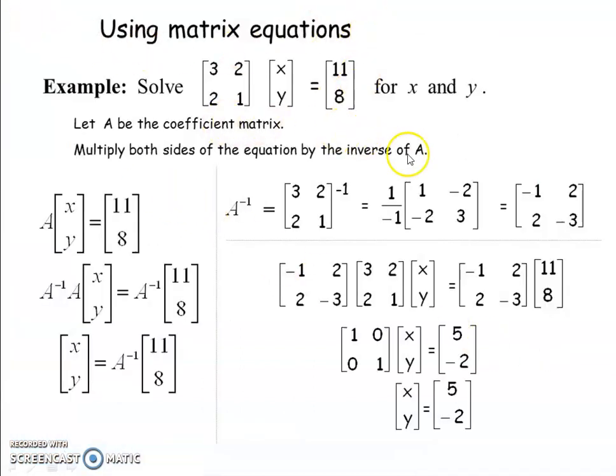Using the matrix equation method, we have to define the matrices. A obviously is 3, 2, 2, 1, X, Y, and 11, 8 is our constant. So A into X is equal to 11, 8. A inverse into A X is equal to A inverse into 11, 8. X, Y remain the same because A inverse into A is I. A inverse 11, 8 remain as the same.